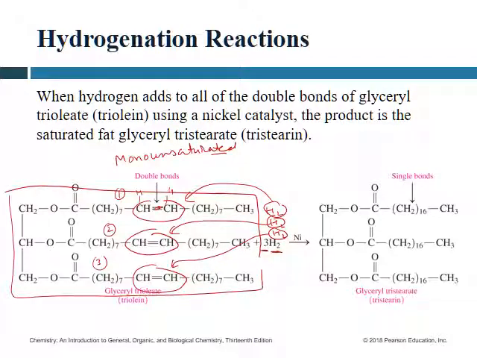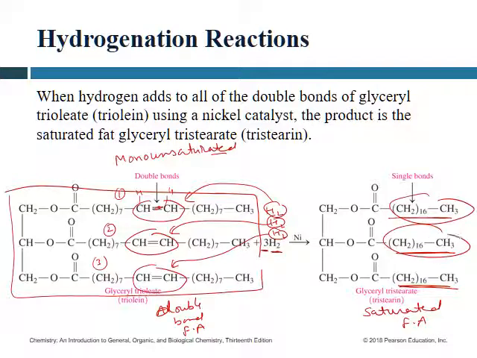So if you can see now, you have all single bonds present in this fatty acid. That means you already did the hydrogenation reaction, converting a double bond fatty acid into a saturated fatty acid, right? Because we don't have any double bond in here anymore. All are single bonds. So this is how hydrogenation works.